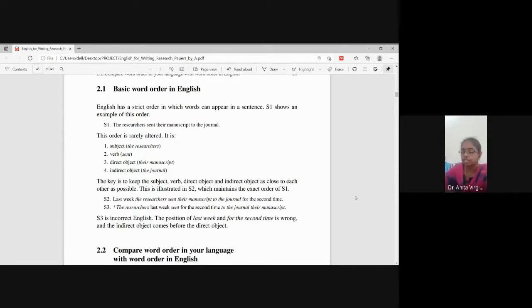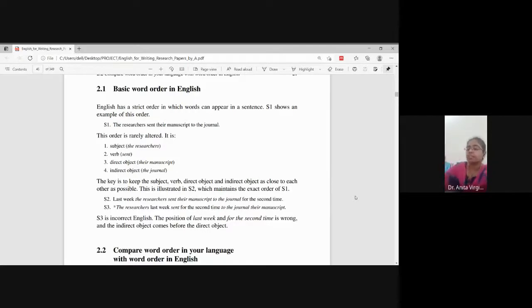If you change the word order, this is what will happen. It will become incorrect. We cannot understand the meaning at all. It will go wrong. So you must be very careful when you use the word order. You should use subject, verb, direct object, and indirect object. This is how it has to be arranged.